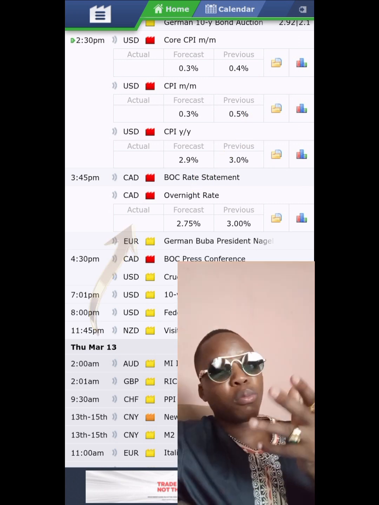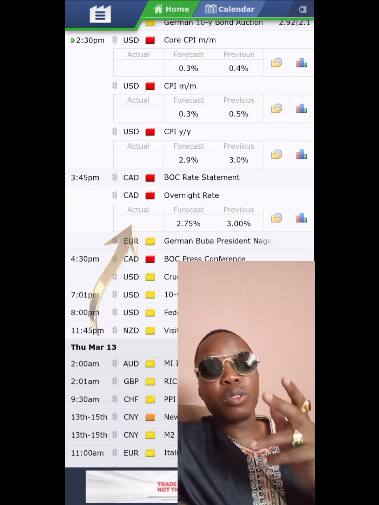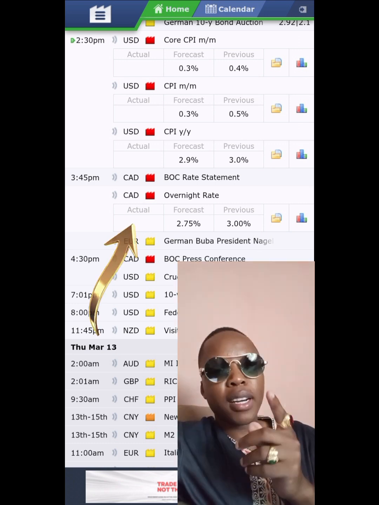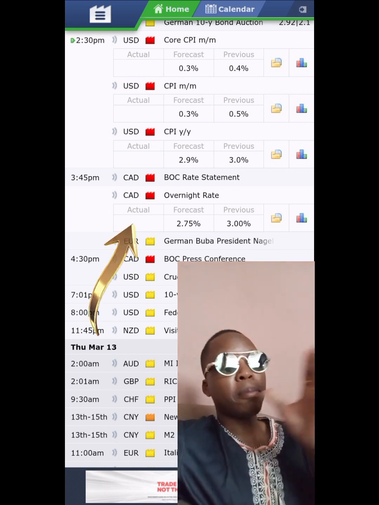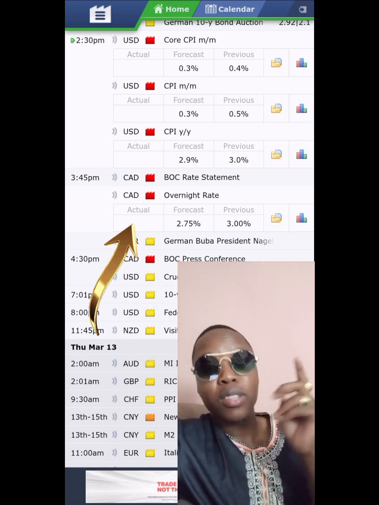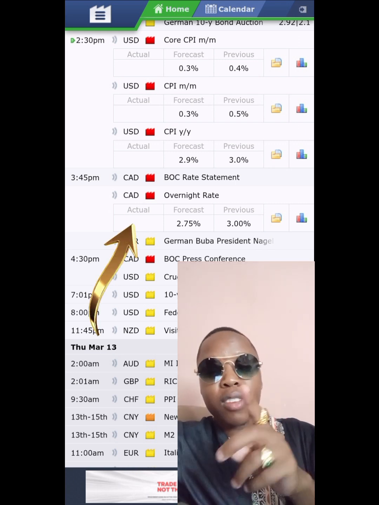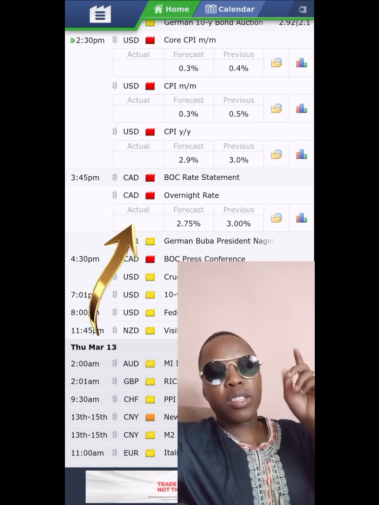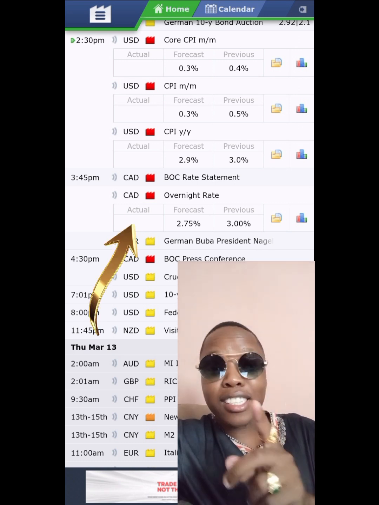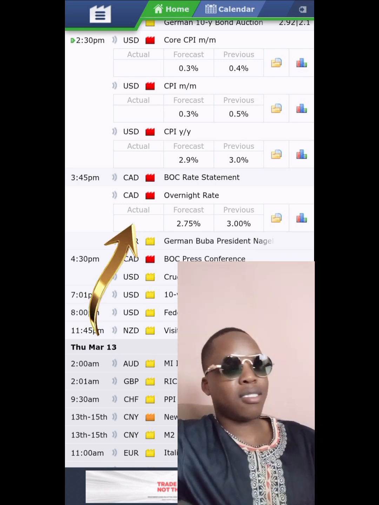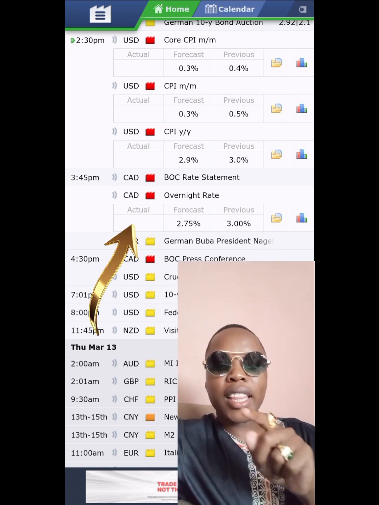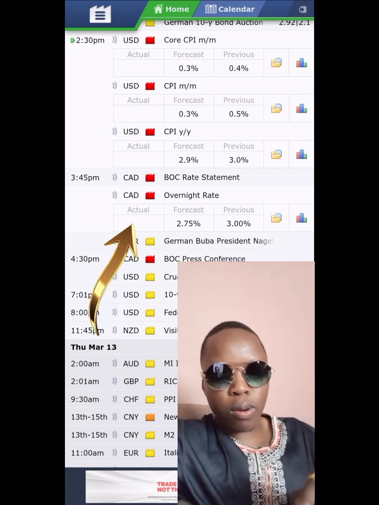So if the actual comes out positive, since it's for the Canadian dollar, if you are trading USD CAD, remember the CAD is the quote, not the base, in the USD CAD pair. So if it comes out positive, you're expecting USD CAD to shoot downwards. Why? Because CAD is the quote in USD CAD. If it comes out negative, you're expecting USD CAD to shoot upward.